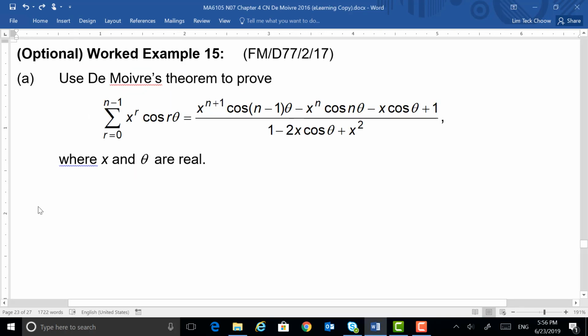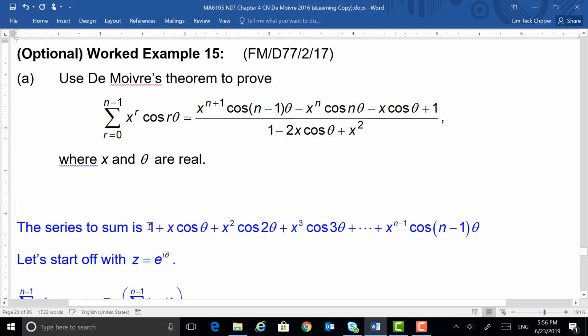Now let us look into a more complicated example, example 15. In this question, we are required to prove that the sum of this is equal to this complicated looking expression. For the sum on the left hand side, if you were to iterate the terms, you'll find that the sum is actually 1 plus x cos theta plus x squared cos 2 theta plus x cubed cos 3 theta all the way through to this last term.